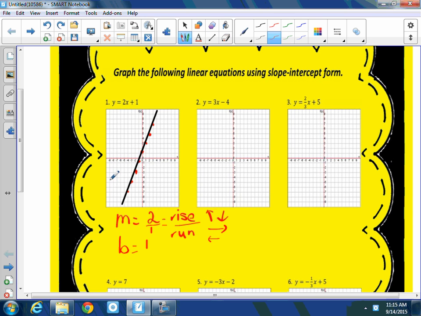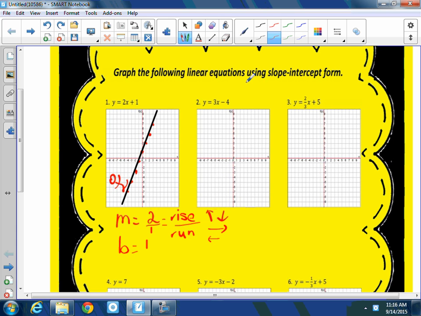I like to draw what I call Jimmy. Jimmy is the coolest guy ever. Classmate Jimmy, mid-class. Jimmy is going up, so this is definitely a positive slope. Okay? So let's go ahead and do the next one.